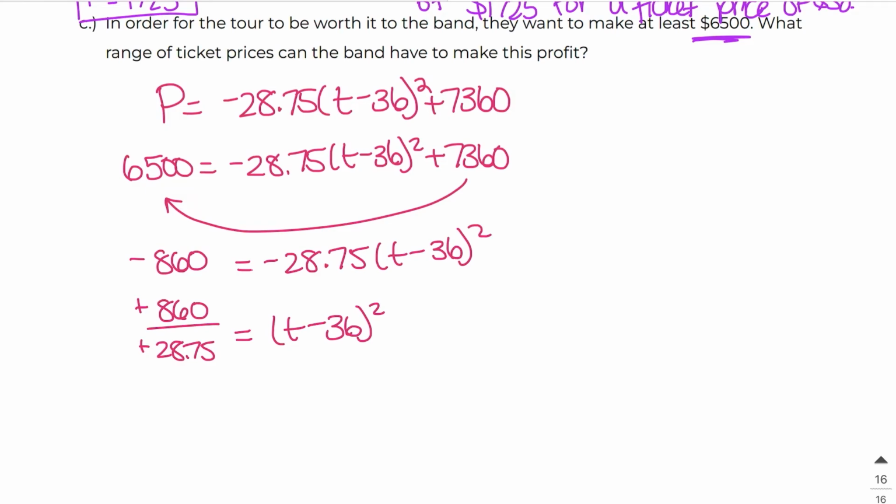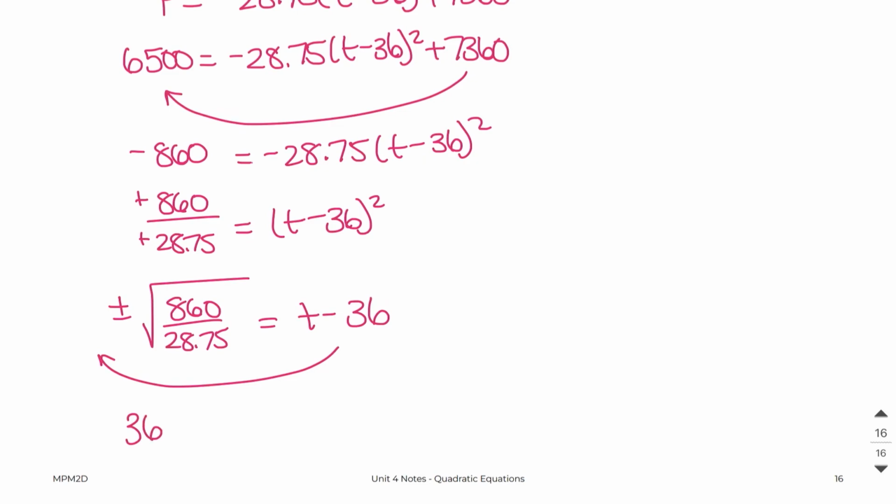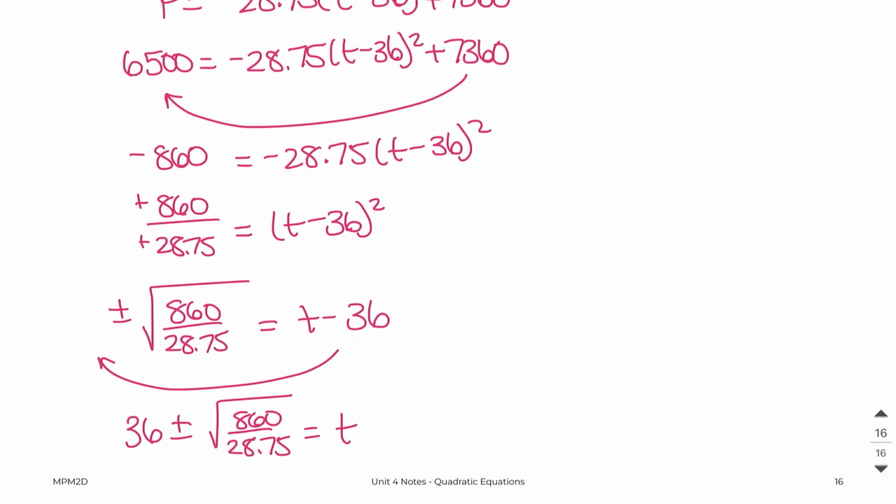So then in order to solve this, I have to square root both sides. So I get the square root of 860 over 28.75 is equal to t minus 36, but do not forget your plus or minus. Now just move the 36 over, so you get 36 plus or minus the square root of 860 over 28.75. That's what t would be. So now I want to figure out what my two different t values are. So I'm going to go straight to my calculator and type these values in.